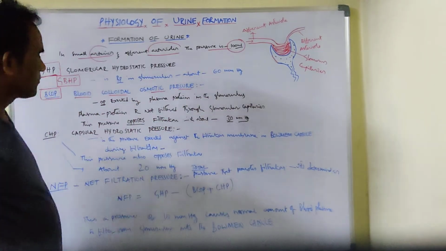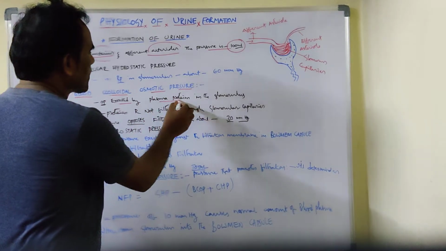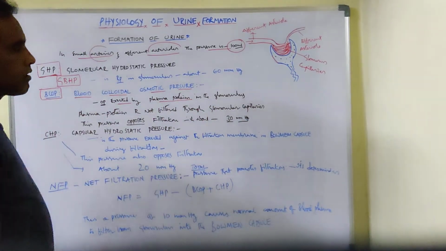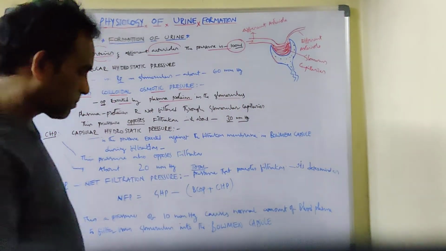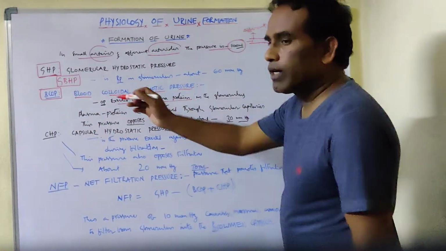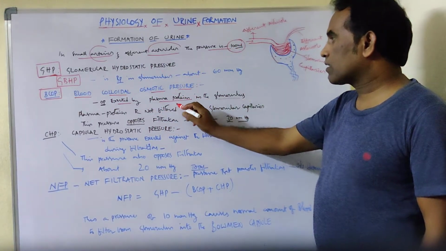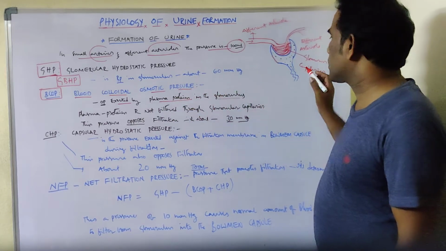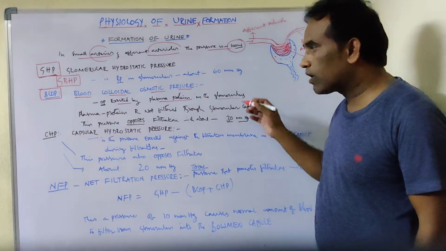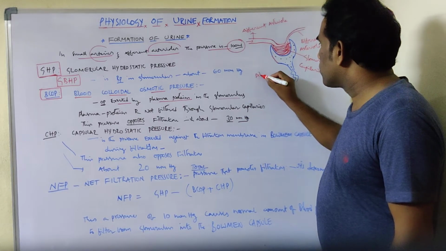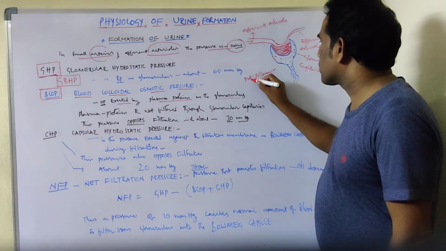Another pressure is BCOP, which means blood colloidal osmotic pressure. It is the osmotic pressure exerted by plasma proteins in the glomerulus. BCOP stands for blood colloidal osmotic pressure, the osmotic pressure exerted by the proteins in the blood, like albumin, which is a protein present in blood.